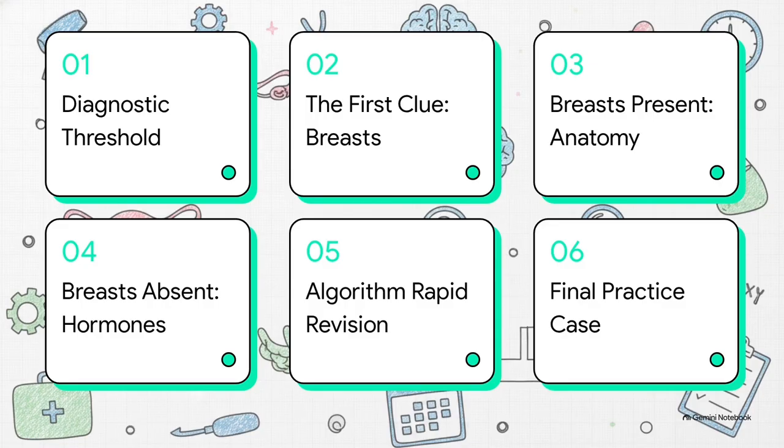Here's our roadmap for today. We're going to cover the diagnostic threshold, look for our first clue, which is breast development, check anatomy when breasts are present, go on a hormone hunt when they're absent, do a rapid revision of our master algorithm, and finish up with a practice MCQ.